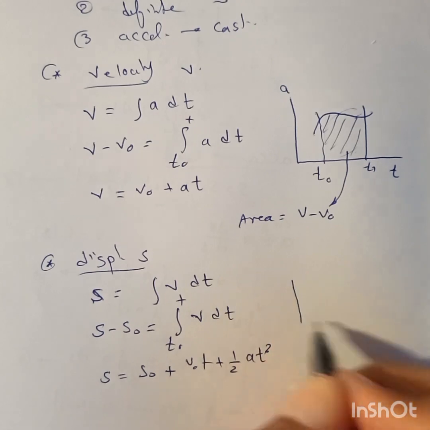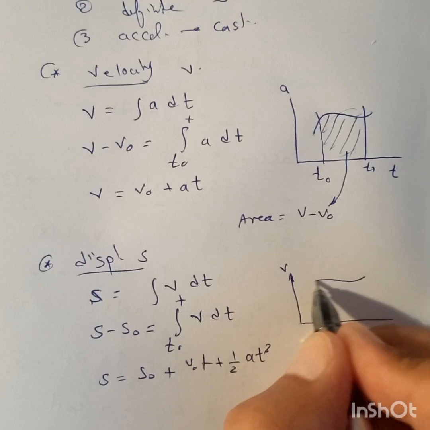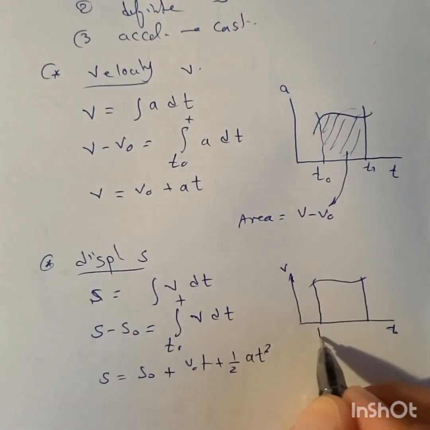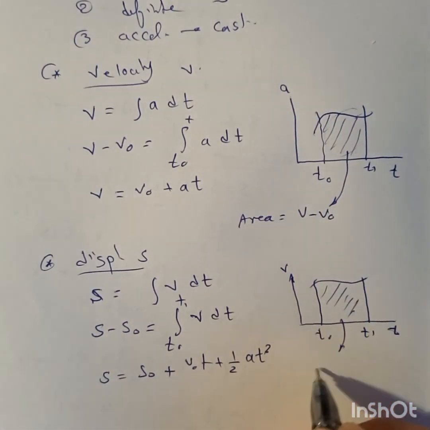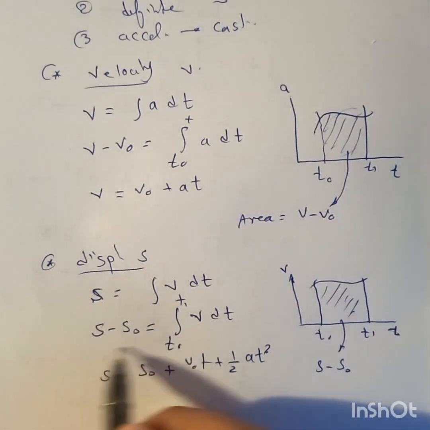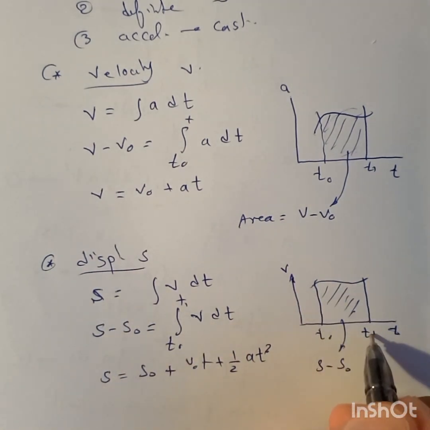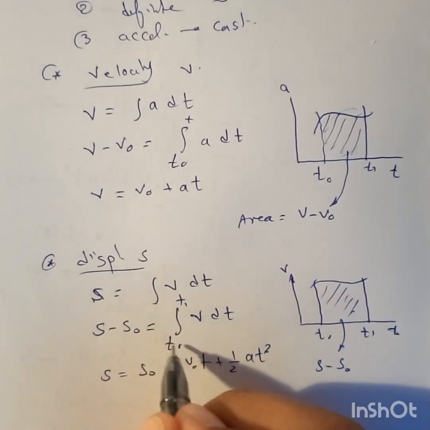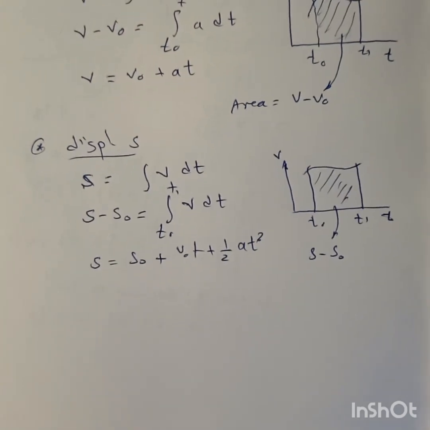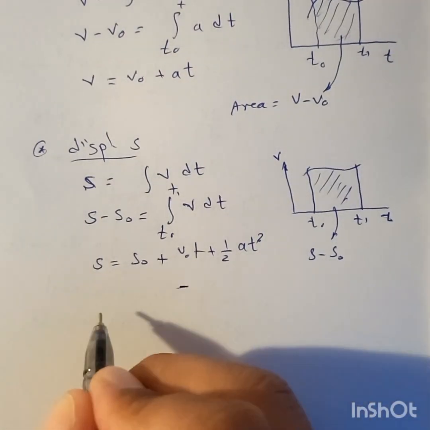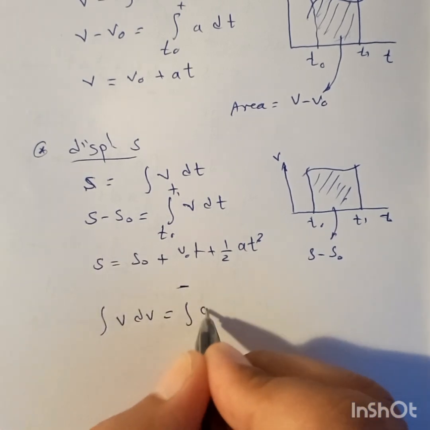For this one also, if we have a relation between v and time t, then the area under this curve vt during t naught to t1, for example, equals s minus s naught according to this relation, as the area under this curve can be represented by the integration from t naught to t1 of v dt.